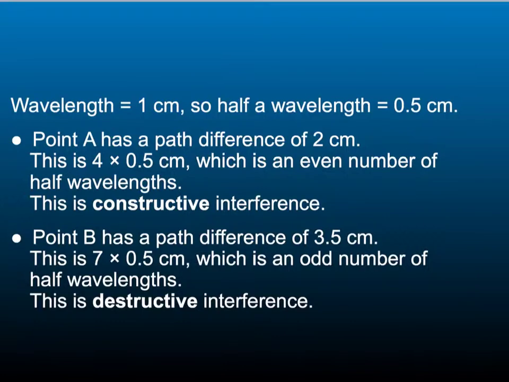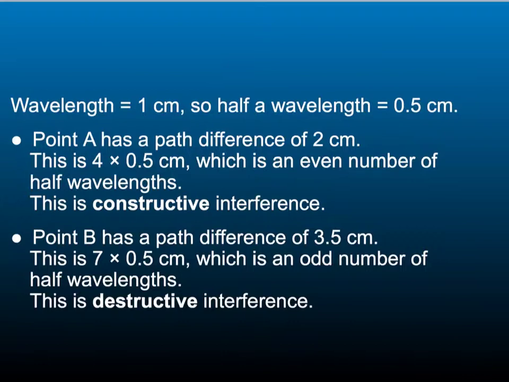Okay, so the solution. You know that the wavelength is 1 centimetre, so half a wavelength is 0.5 centimetres. Point A has a path difference of 2 centimetres. This is 4 times 0.5, so that's 4 half wavelengths, or an even number of half wavelengths. So this is constructive interference.